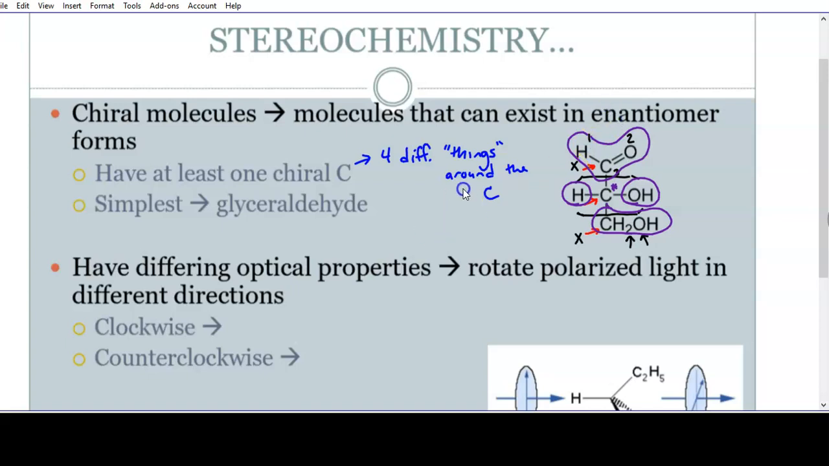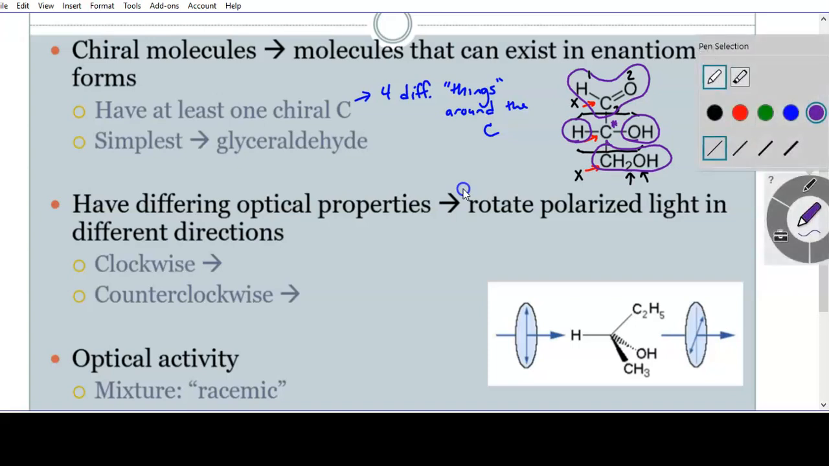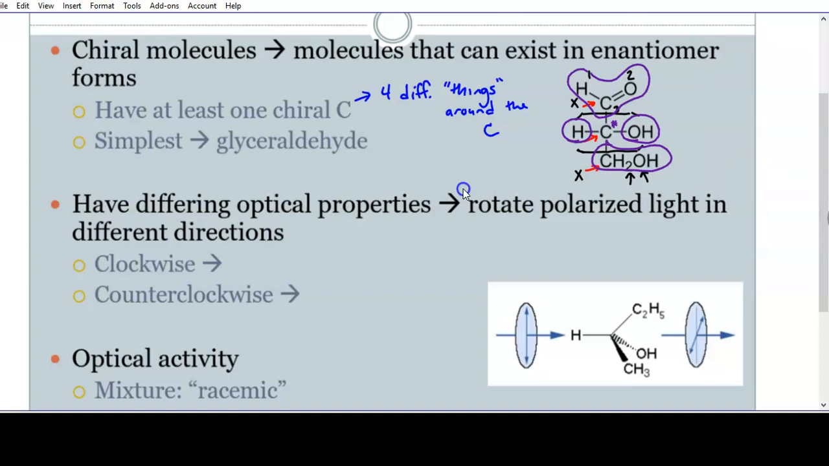Okay? So these chiral molecules, depending upon how they're formed, have different optical properties. They rotate polarized light in different directions. They can rotate the light clockwise, or they can rotate the light counterclockwise. Clockwise is said to be positive, and this relates to our D sugars. Counterclockwise is said to be negative, and this relates to our L sugars.